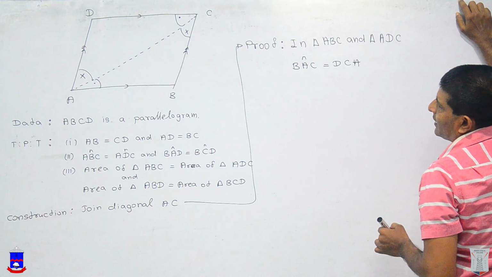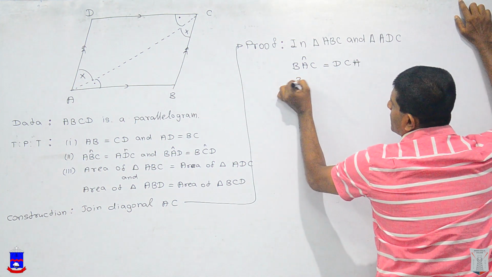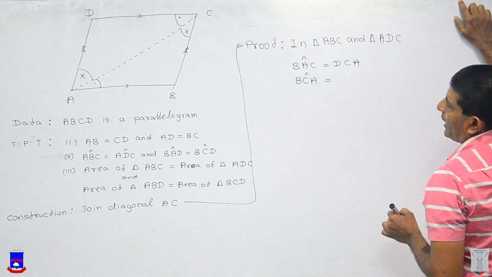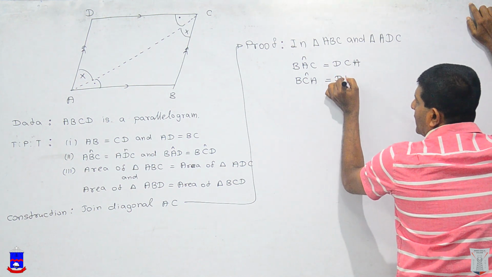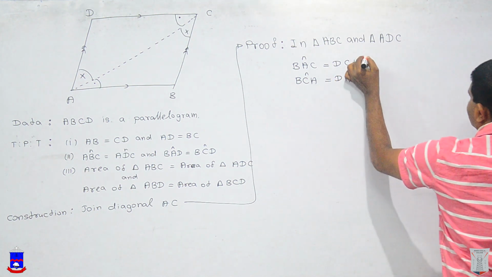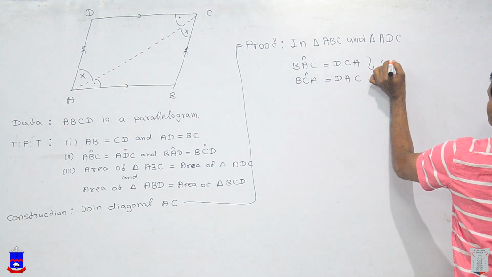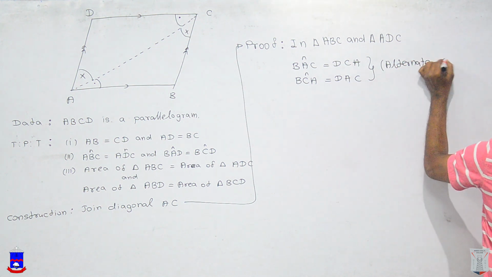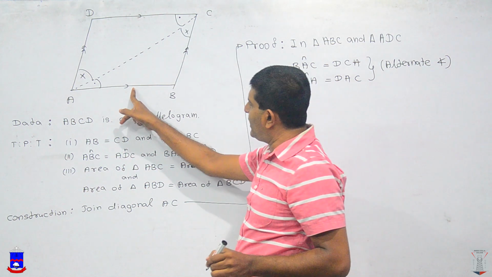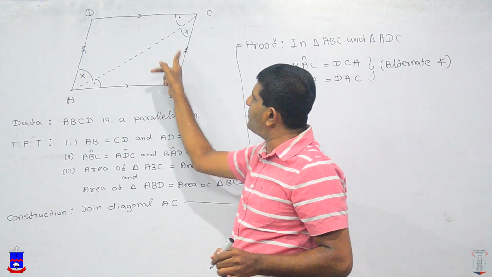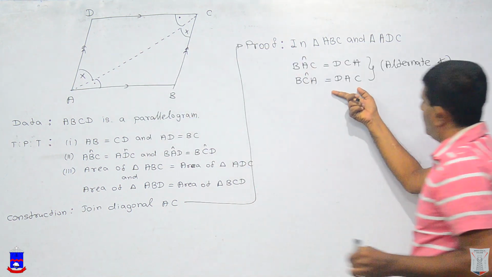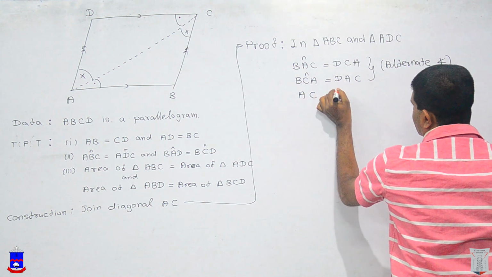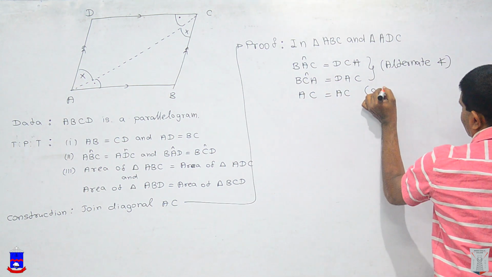and next I can say angle BCA equals angle DAC. The reason for these two is alternate angles, because this side is parallel to this side and this side is parallel to this side. Okay. Next, I can say side AC equals AC. This is the common side.